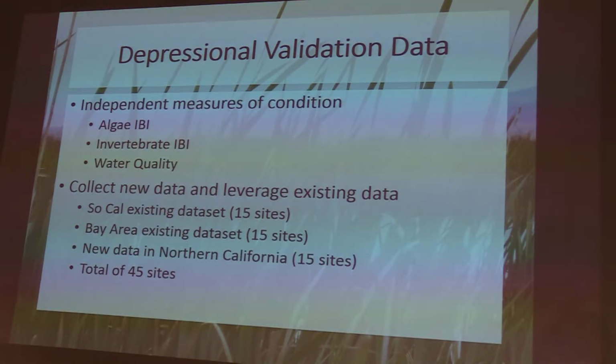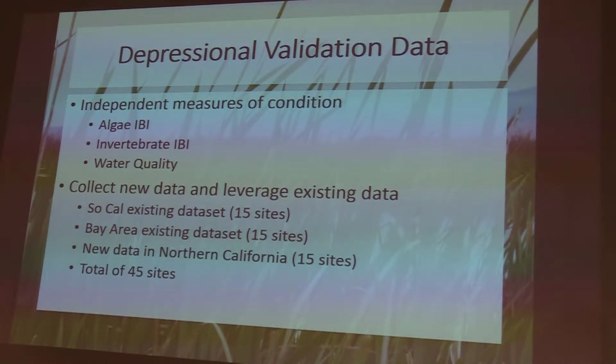The validation data that we used was an algae index of biotic integrity as well as an invertebrate index of biotic integrity. And we also collected some water quality data. We were really lucky with this project in that we were able to leverage some existing data. There was some great data in Southern California. SWRCB, headed up by Jeff Brown, had that data. And then in the Bay Area, Kevin Lundy had a lot of data on depressional wetlands. So we were able to use those existing data sets, and then we wanted to expand that range so that it became a statewide comprehensive assessment.